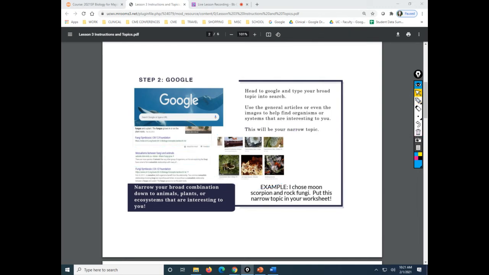So we're narrowing this down. You see, I've made up some examples, right? So you can kind of see. But the key here is, remember, I could not write a paper on all of the animals and all of the fungi, so I needed to narrow those two things down. So I chose an animal, right, and a fungus.